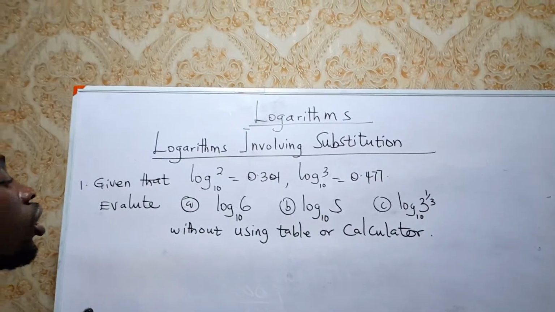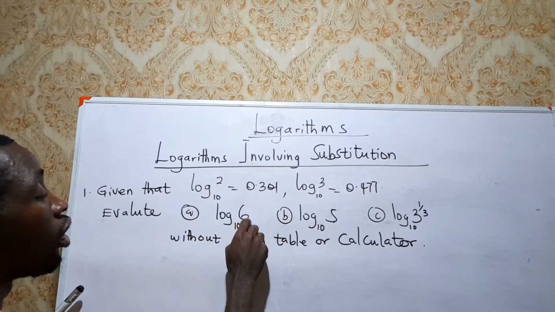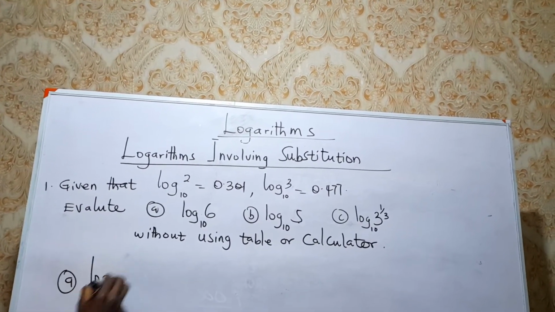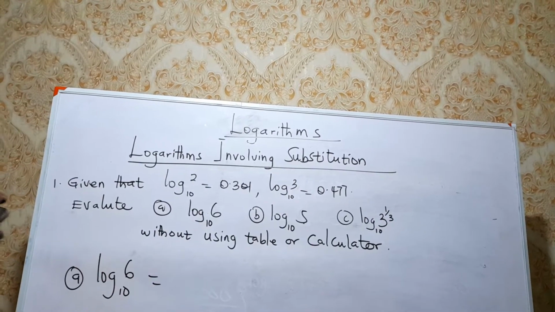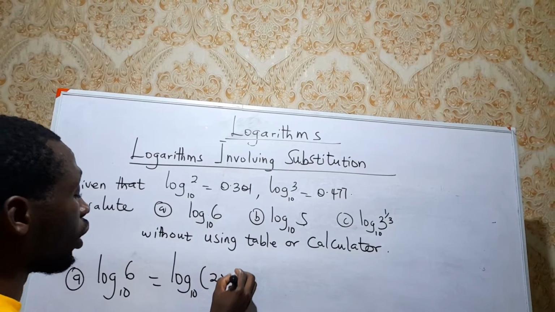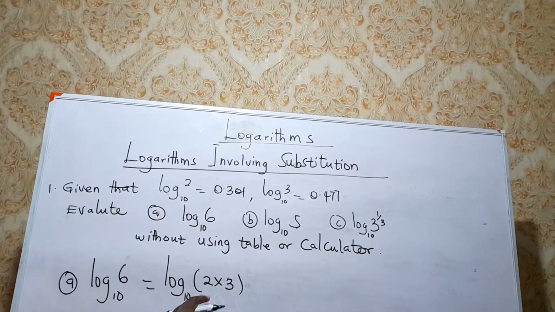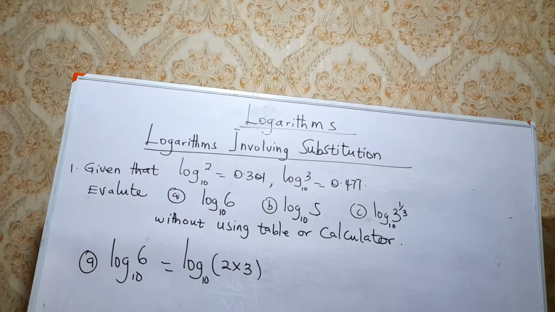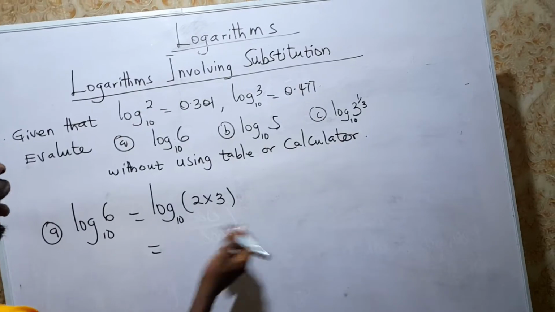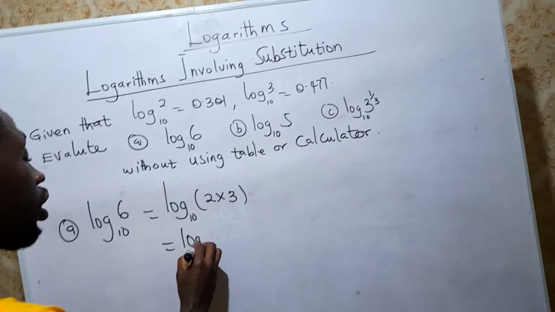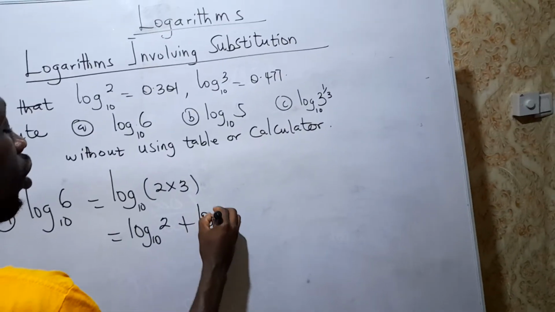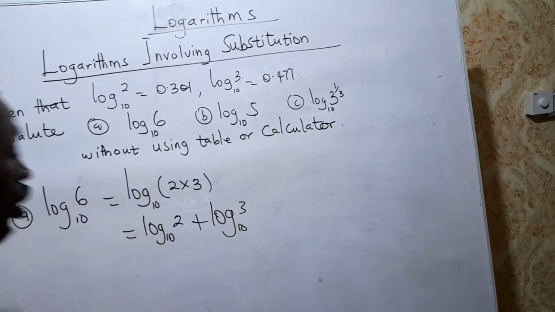Any of them. So you see that when you multiply 2 by 3, you get 6. So you can say our log 6 base 10 can be equal to log 2 times 3 base 10. 2 times 3 is 6. I hope you get that. So remember, when logs are multiplying, we can split them. So this can be written as log 2 base 10 plus log 3 base 10.